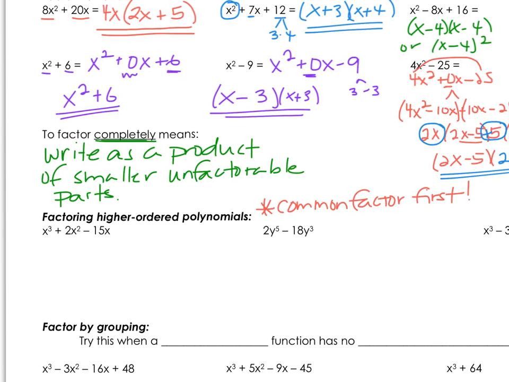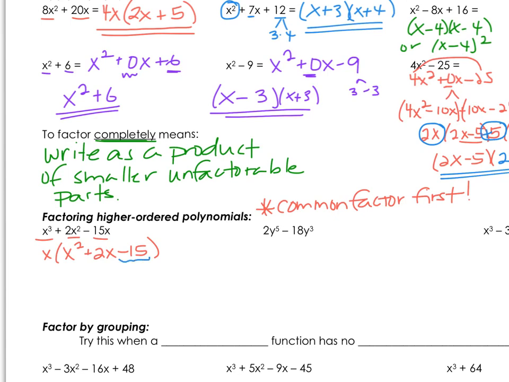x cubed plus 2x squared minus 15x. This is an example of a cubic expression. Take a look at those three terms and notice they do have an x in common. There's an x in all three of them. That's a common factor. If we take that out, we're left with x squared plus 2x minus 15. And now that is quadratic. And we're going to follow our rules from up above to see if we can break that down.